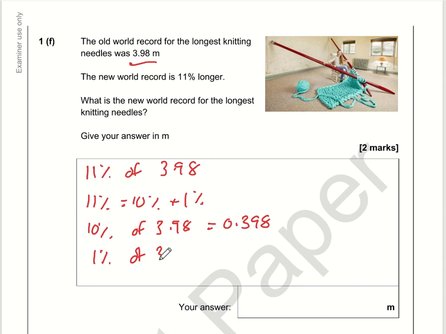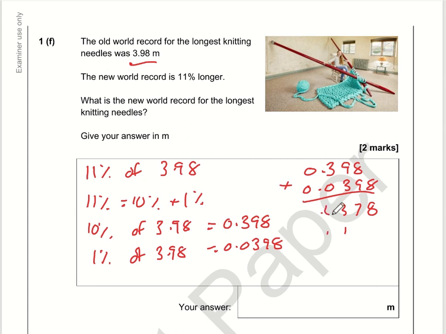1% of 3.98, well, that is 10 times less than the 10%, so that is 0.0398. So therefore 11% is 0.398 plus 0.0398. So let's just add these two together. So 8, 17, carry the 1, 13, carry the 1, 4, 0.4378. So this is 11%. So if the new world record is 11% longer, it's this amount longer.